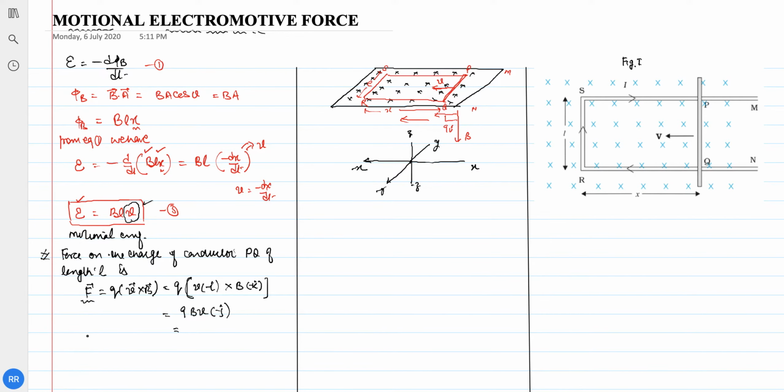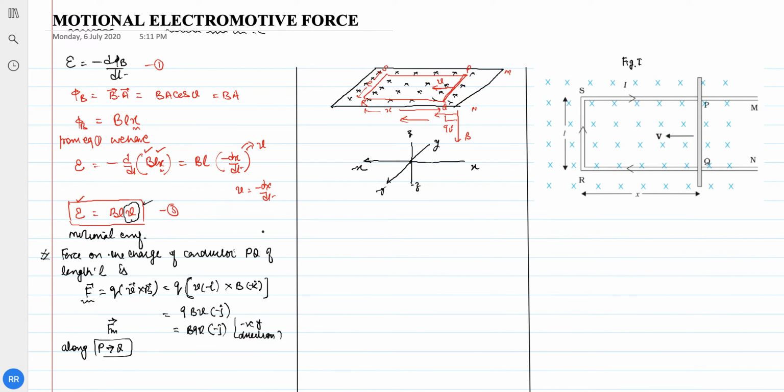This force is Fm, this force is BQv of minus j cap, means along negative y direction. So it is along from P to Q. ये जो force होगा वो P से Q की ओर लगेगा. What does this mean? This means that the charge at P will move from P to Q.